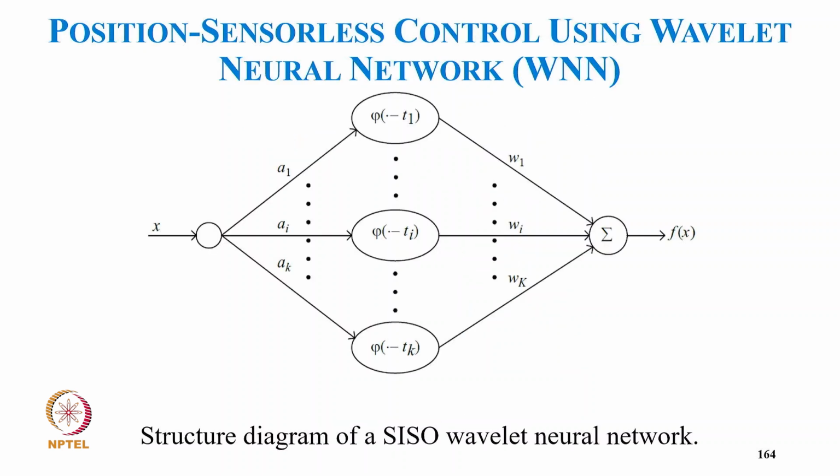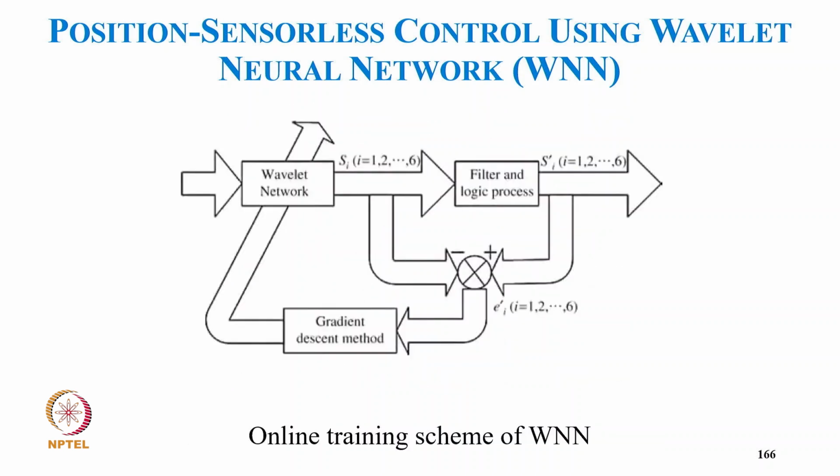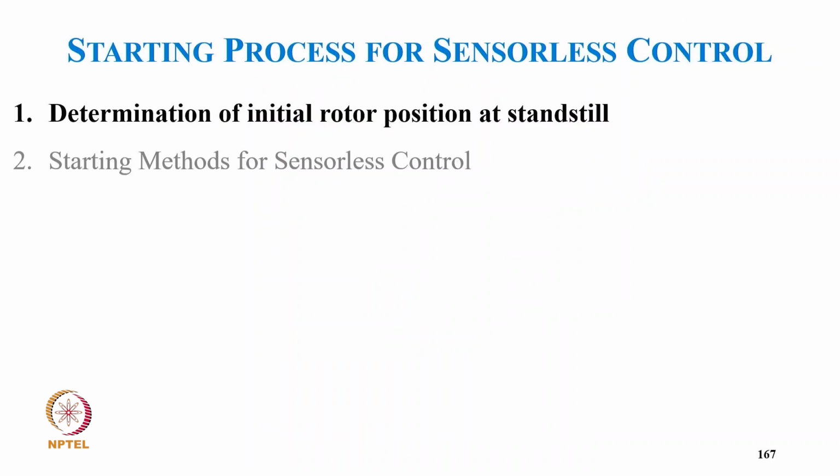And this is the structure of the wavelet neural network to get the position with the input signal. And this is another topology of the wavelet neural network. And this is the online training scheme of the wavelet neural network for the position estimation.